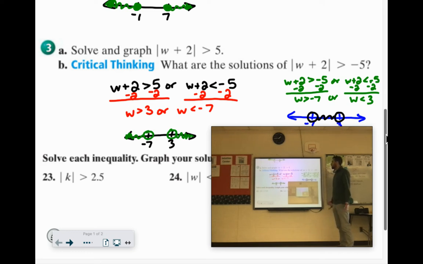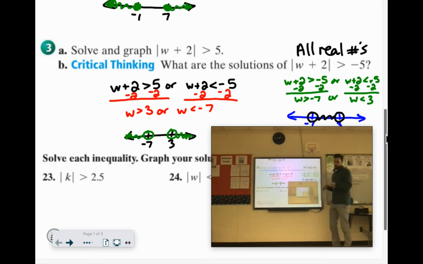If I were to pick something like negative 50, which is not shaded, negative 50 plus 2 is negative 48. Absolute value of negative 48 is positive 48. So that also works, but it's not shaded. So this one's weird because absolute value always comes out positive, and every positive number is greater than negative 5. So this one would actually be all real numbers.